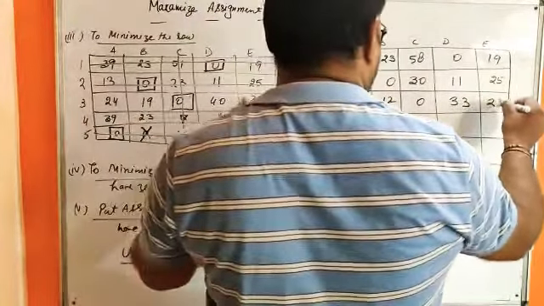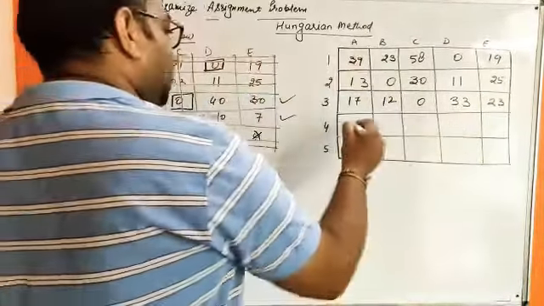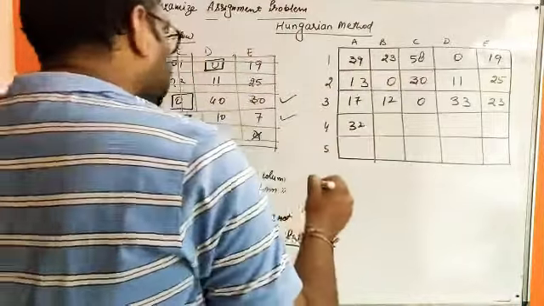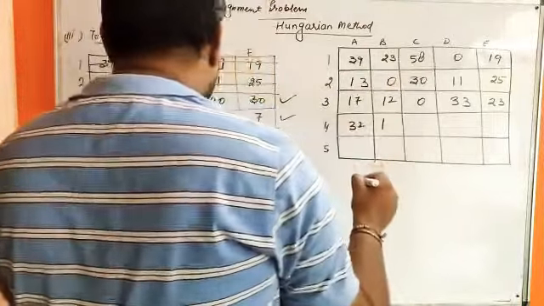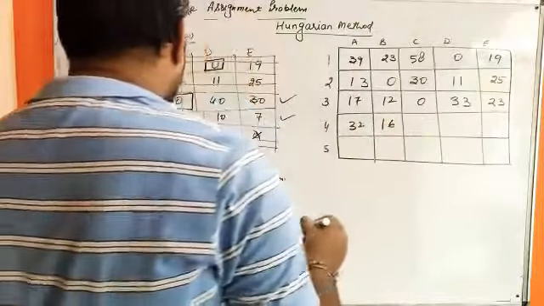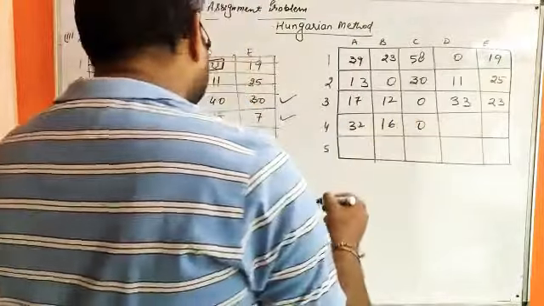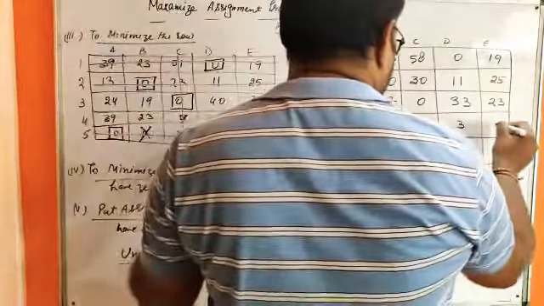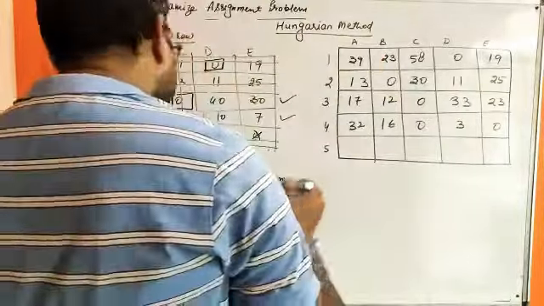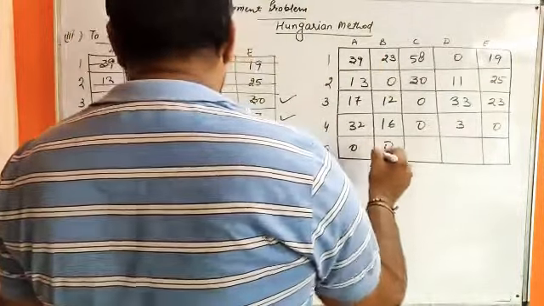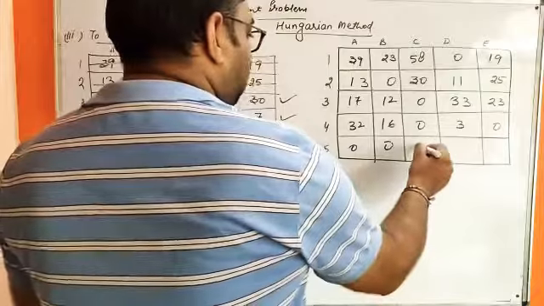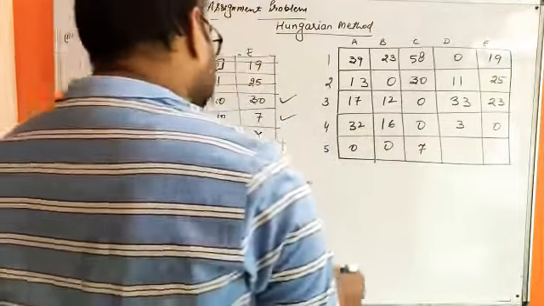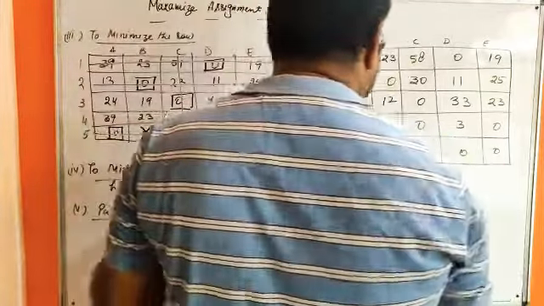30 minus 7, 23. 39 minus 7, 32. 23 minus 7, 16. 0 remains as it is. 10 minus 7, 3. 7 minus 7, 0. This 0 remains as it is. This 0 remains as it is. This is double covered, so add, and this remains as it is.